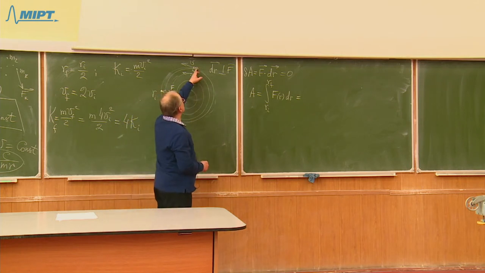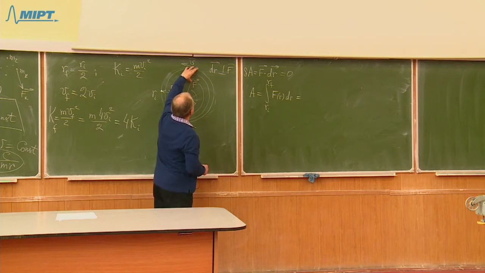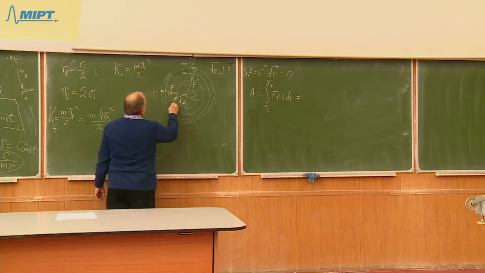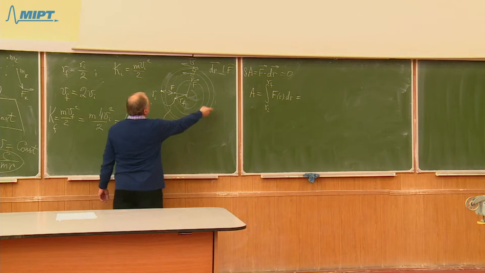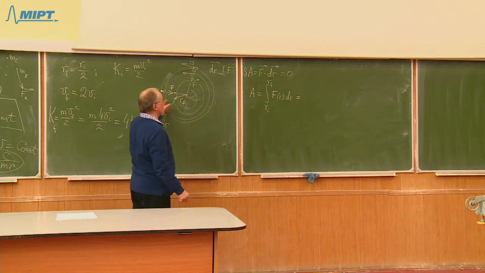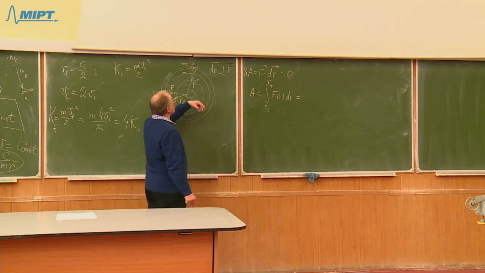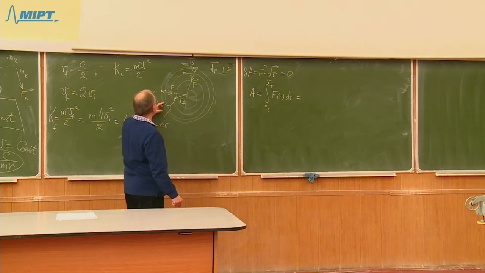So when I move the ball closer and closer here, I apply the force, which is the force of tension, and the ball moves finally by some delta r, some distance delta r. I don't take into account the displacement in the perpendicular direction, perpendicular to the radius, because this displacement is perpendicular to the force. It does not perform work.